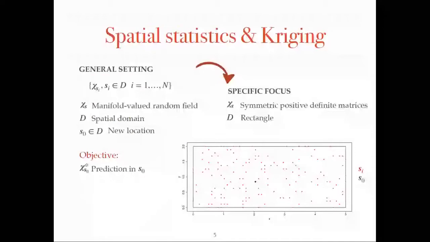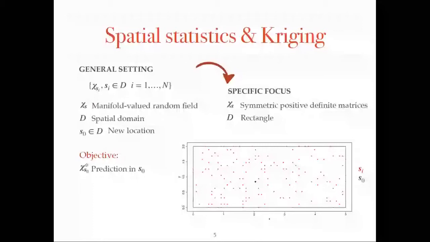Thus, our setting consists of a geographical domain D, which is a rectangle in the picture, and locations Si, identified via x, y coordinates, where n values of a stochastic process Ks, valued in a manifold, have been observed. And finally, one or more locations S0, in black in the picture, where the value of the process is unknown and has to be predicted.